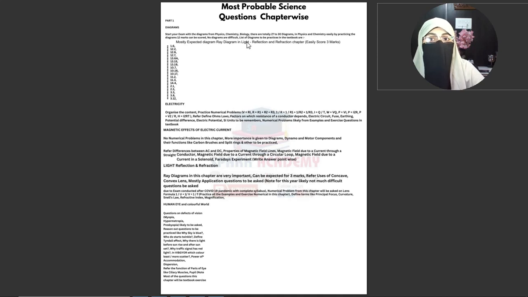There are no diagrams which are very difficult to practice. That's why it is easy for the students to score in this part. The numbers mentioned over here are the figure numbers of the diagrams which the students need to practice. Okay, so 1.6, 12.2, all these figure numbers are the numbers of the important diagrams which students need to practice.